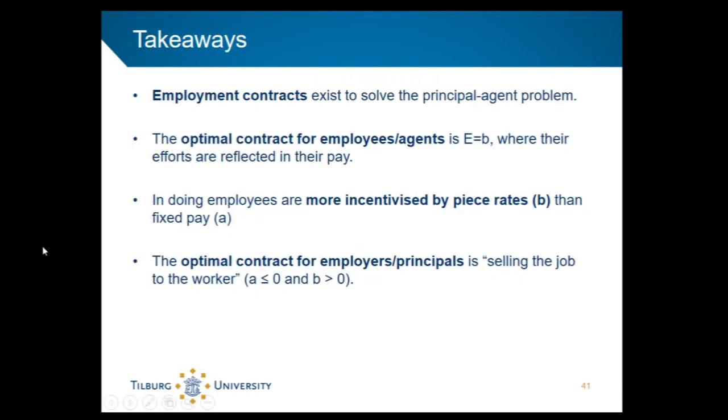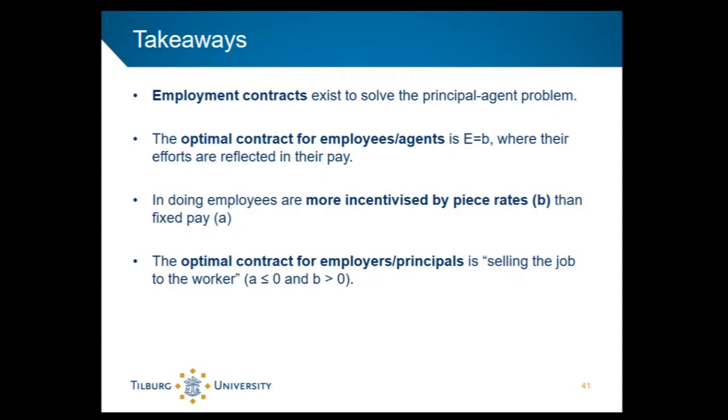Yes, so these are the main takeaways. First, the principal-agent problem is all over our economy. To solve this problem, organizations have proposed employment contracts. There are, of course, optimal contracts for both employees and employers. For employees, it's where their efforts are reflected in their pay. In doing so, we see that employees are more incentivized by piece rates, so by variable pay, than by fixed pay. Why? Because variable pay is directly tied to performance, while fixed pay is not. It doesn't matter if you have a fixed wage: if you work more or less, you will always earn the same.